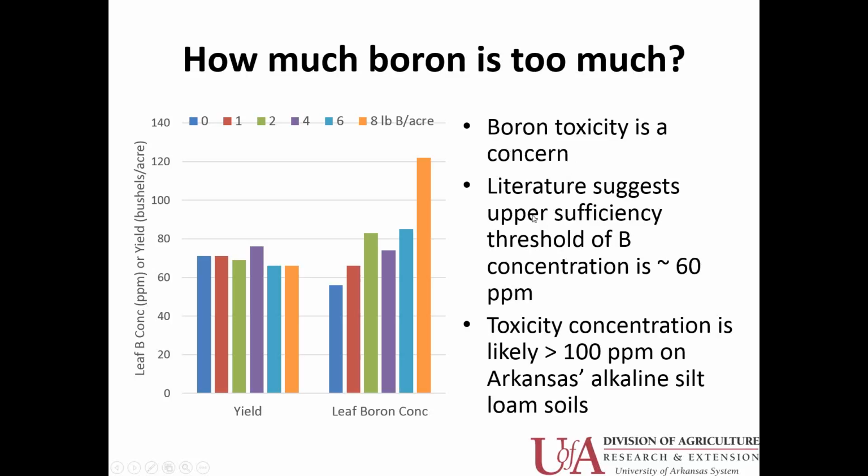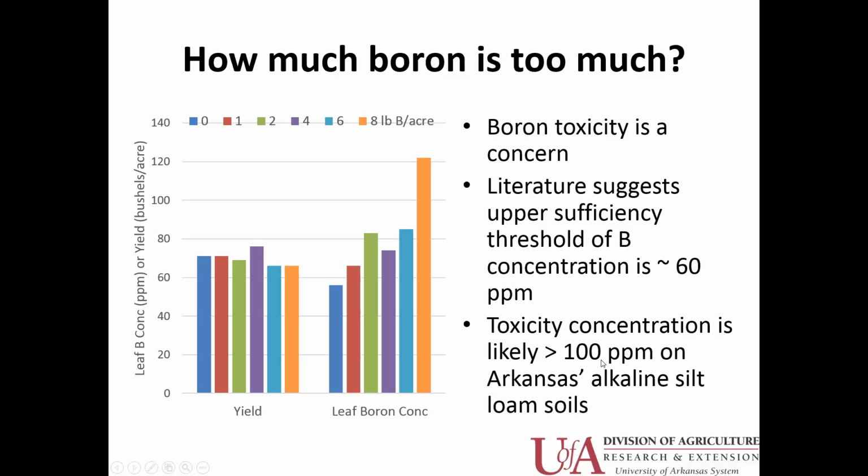The literature would suggest that for soybean, 20 to 60 parts per million is the sufficiency range. And so if that's the sufficiency range, anything above 60 would be considered high. So at some point above 60, you have a toxic concentration. And I don't know that we have that well defined. We certainly have not tried to define that here with our research, but I honestly believe it's well above 100 parts per million.